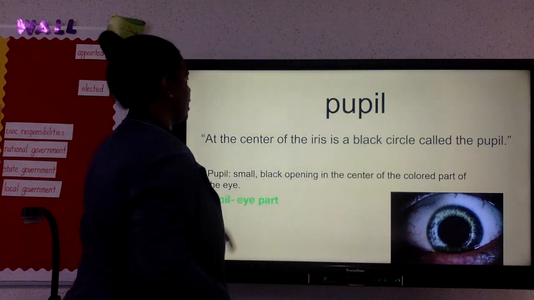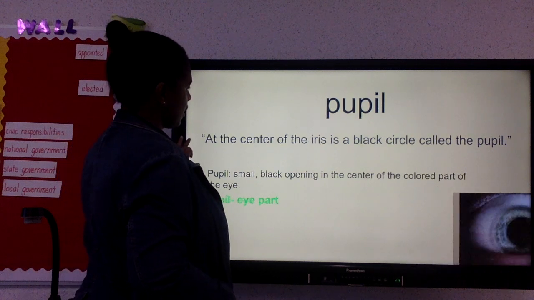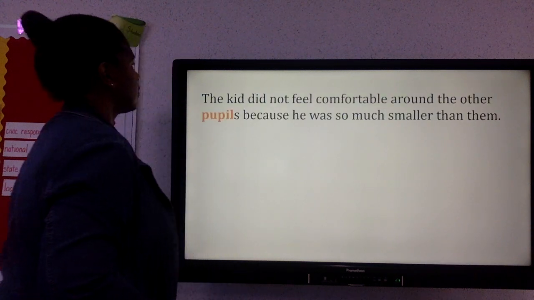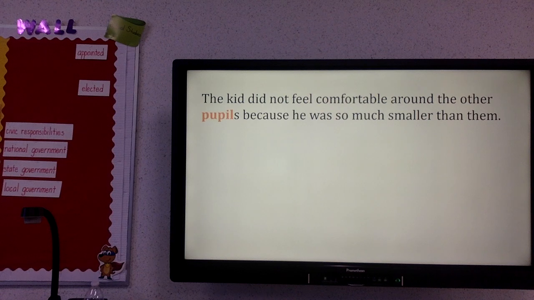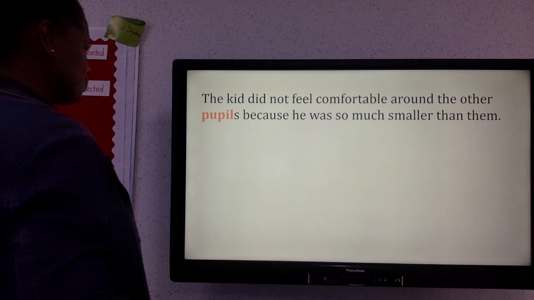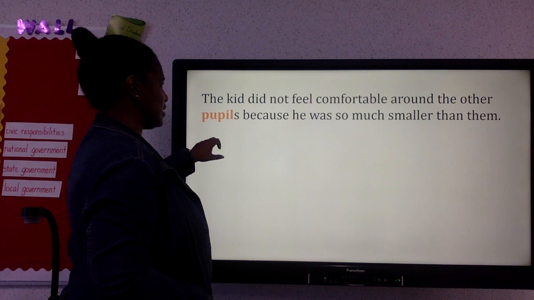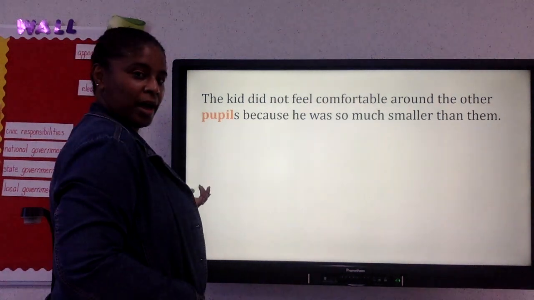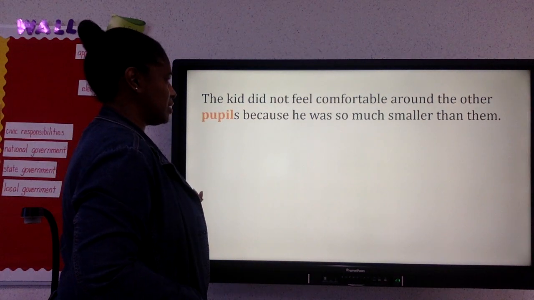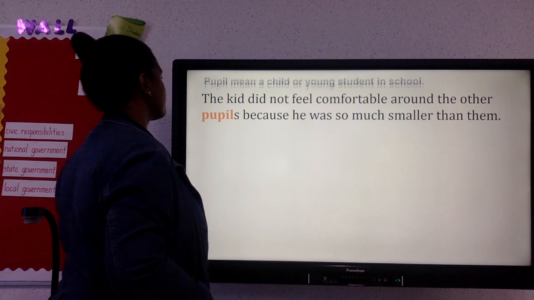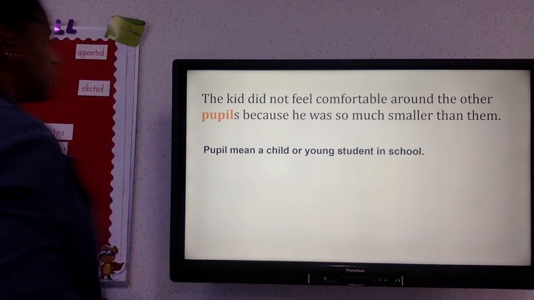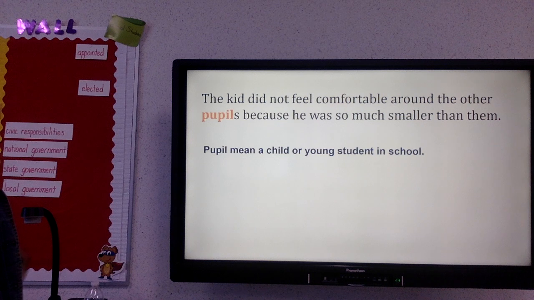So, let's look at our second example. The kid did not feel comfortable around the other pupils because he was so much smaller than them. Now, how did I use this word in this sentence? Is it the same as that part of the eye? No, we're definitely not talking about the part of the eye. Pupil means a child or a young student in school.